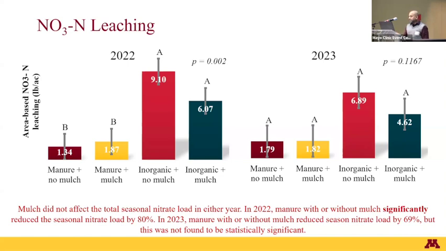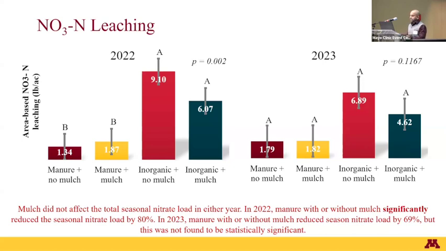The graph on the left-hand side shows the total seasonal nitrate load as affected by treatments in 2022. You can see that mulch had no significant effect on the seasonal nitrate load in 2022, while manure significantly reduced the total seasonal nitrate load by 80% as compared to the inorganic fertilizer treatment.